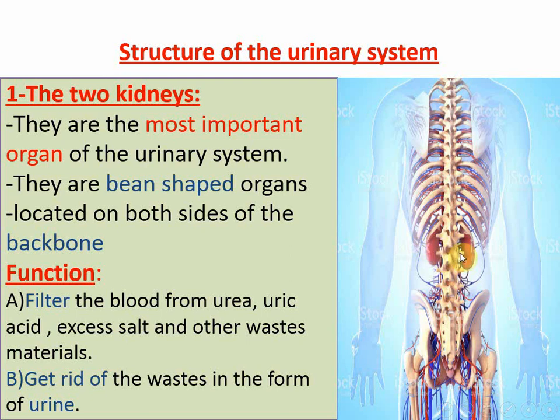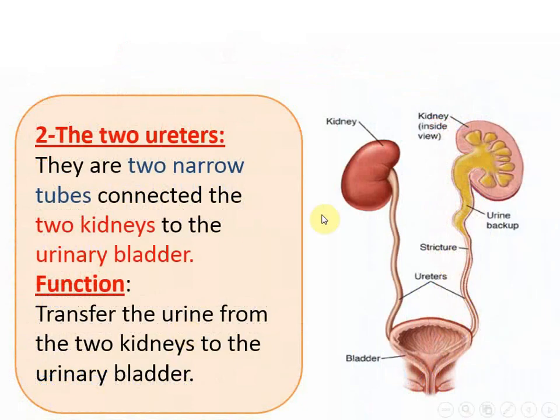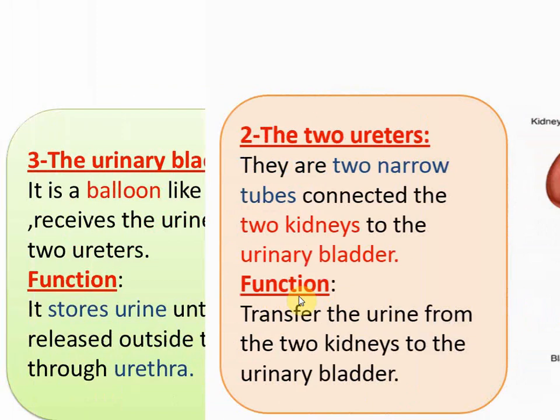The function of the kidney is like the function of the urinary system. They filter the blood from urea, uric acid, excess salt and other waste materials to get rid of the waste in the form of urine. The second organ of the urinary system is the 2 ureters. They are 2 narrow tubes connecting the 2 kidneys to the urinary bladder. What is the function of the 2 ureters? They transfer the urine from the 2 kidneys to the urinary bladder.